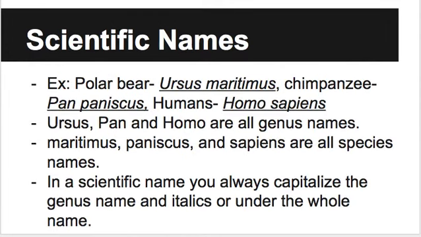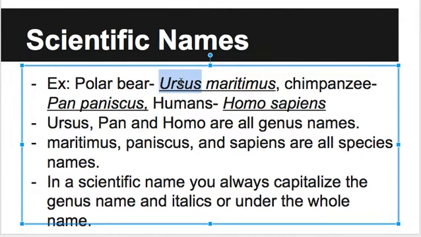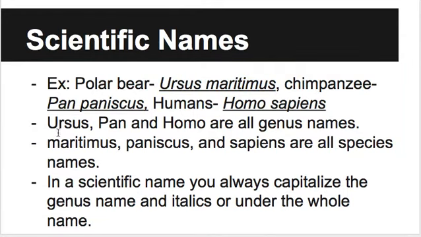So our examples here, our polar bear is Ursus maritimus. Our chimpanzee is Pan paniscus. Our humans are Homo sapiens. Again, you need to have the genus name as the first name, and then the second name is the species name. So Ursus, Pan, and Homo are all genus names. Maritimus, paniscus, and sapiens are all species names.